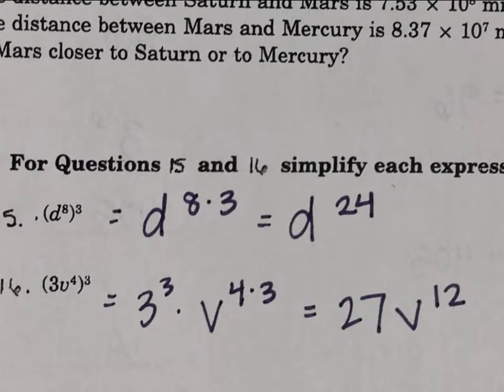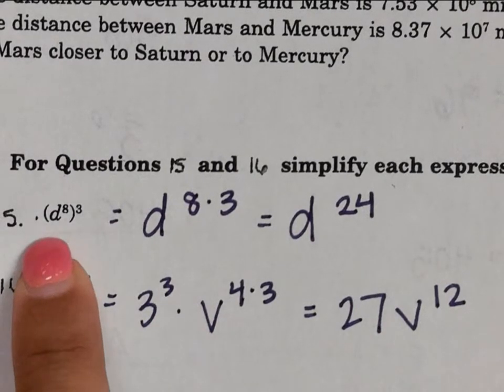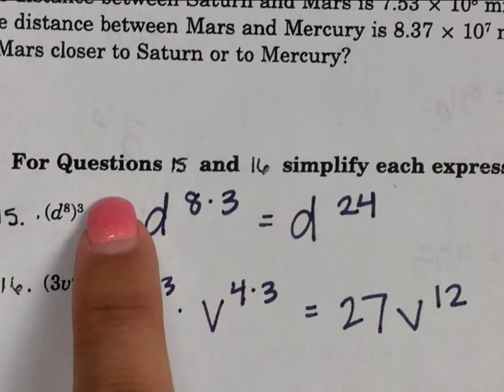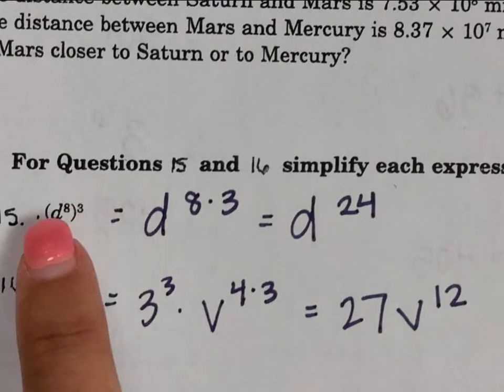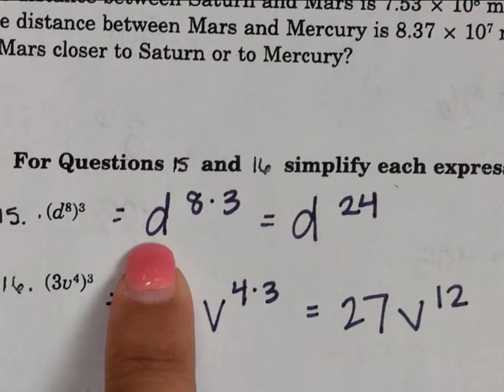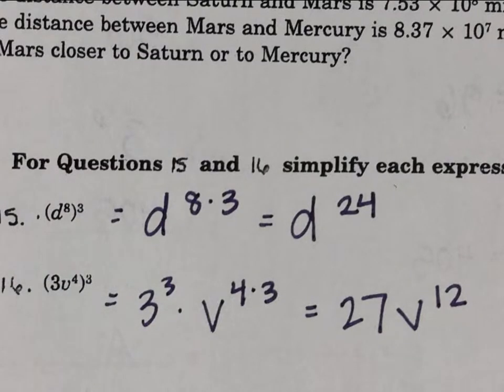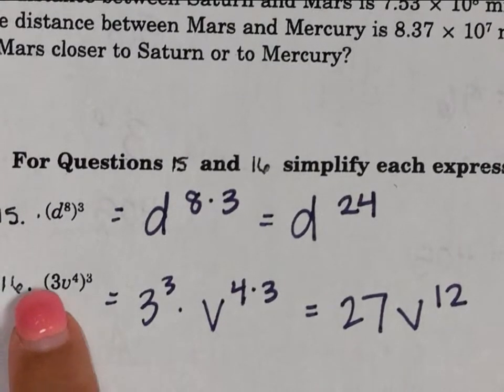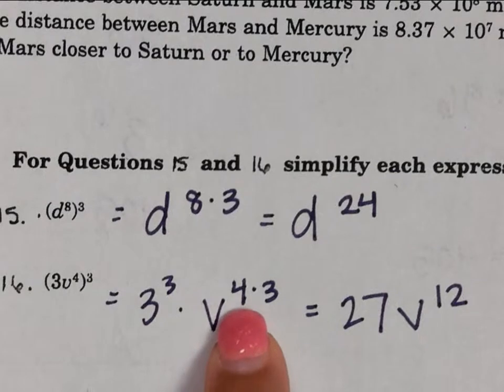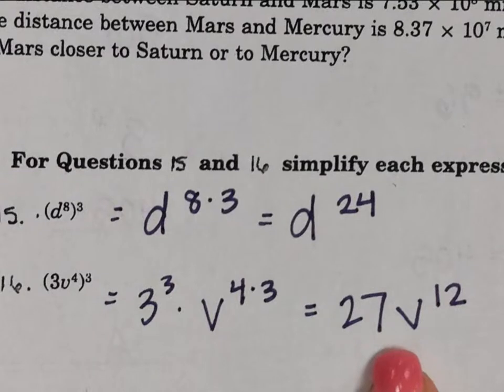And then number 16, I have a coefficient now. How do you know when to multiply? If it's a power raised to another power, so an exponent raised to another exponent, that's when you multiply. But if you just had d to the 8th times d to the 3rd, that's when you add. So if it's a power of a power, you multiply. But if it's a power times a power, you add. Number 16, same thing, except I've got a coefficient, so I've got to do that 3 cubed, and then multiply that by the v to the 4th to the 3rd, or 4 times 3, sorry. So 27v to the 12th.